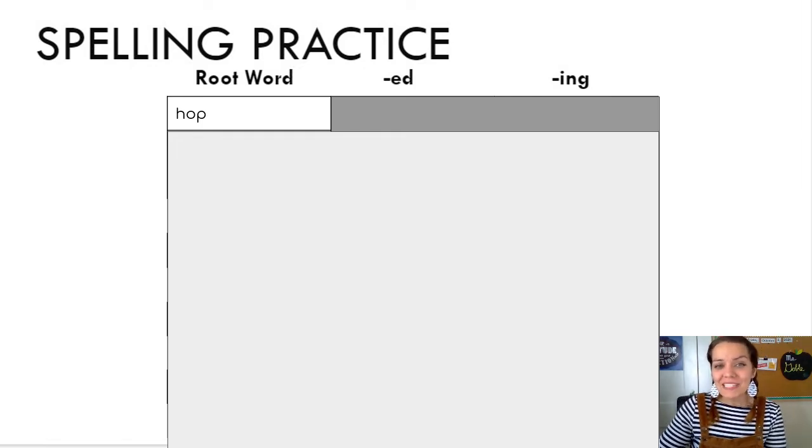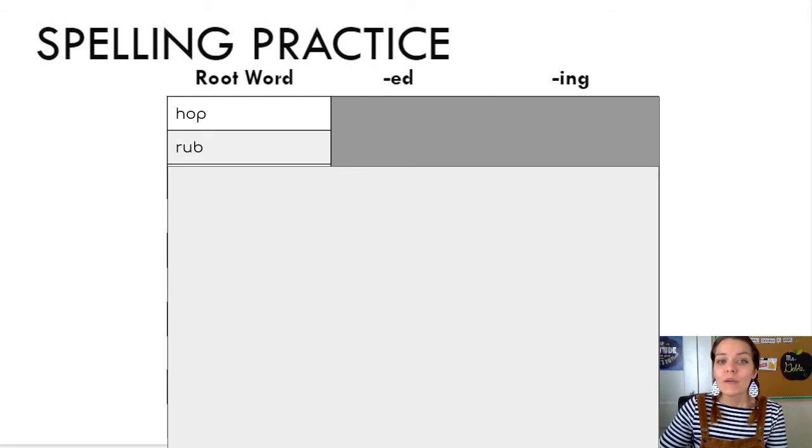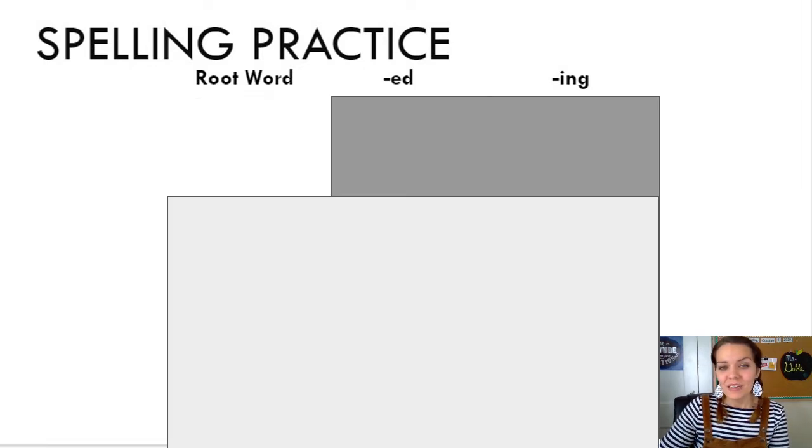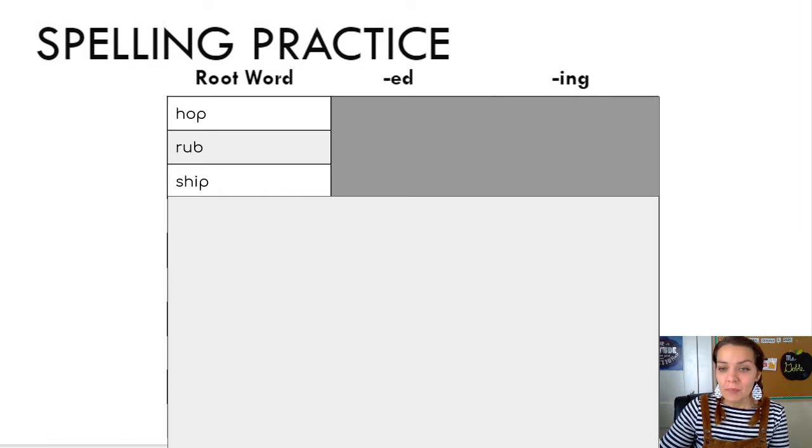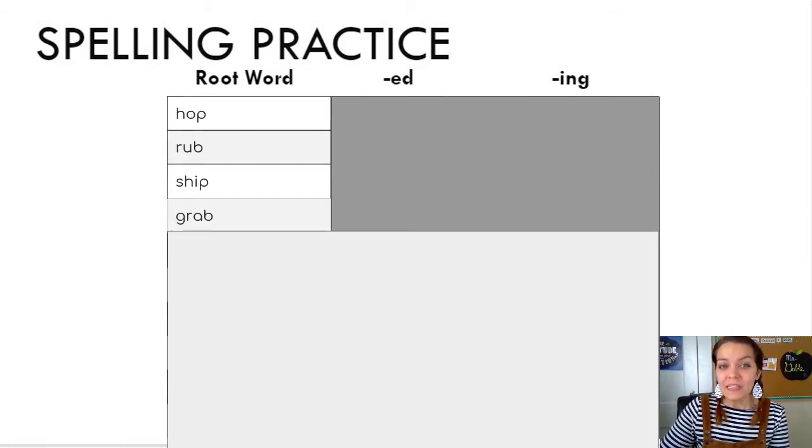Our second spelling word this week is rub. Type the word rub. Your next word is ship. Type the word ship in your document. Number 4, grab. Write grab in blank 4.